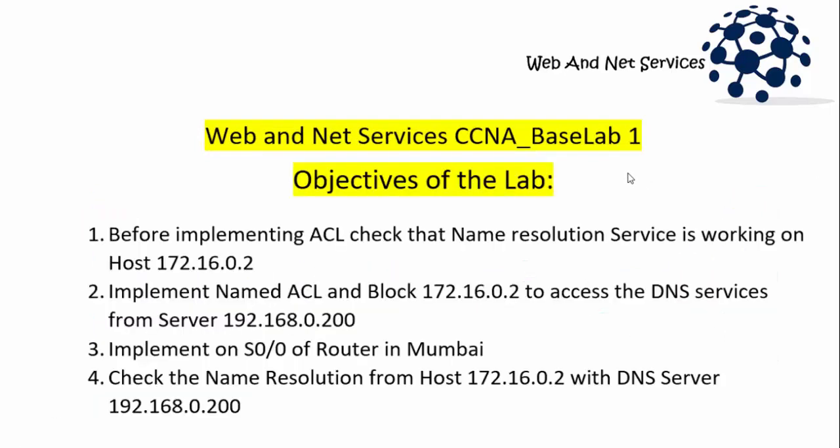Then the second objective is to implement a named ACL. We have to use a named ACL and block a specific host from accessing the DNS services from the DNS server 0.200. So we are going to use the extended ACL to block the DNS service, which works on UDP and port number 53. The third objective is to implement it on serial 0/0 of the router in Mumbai.